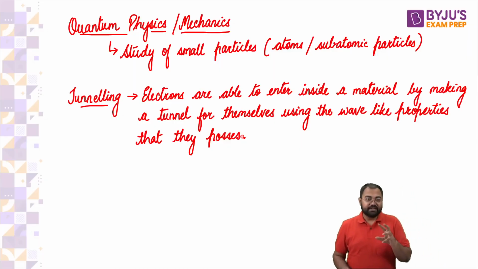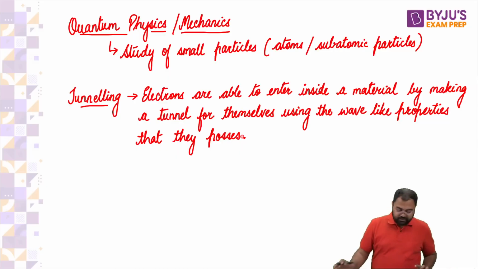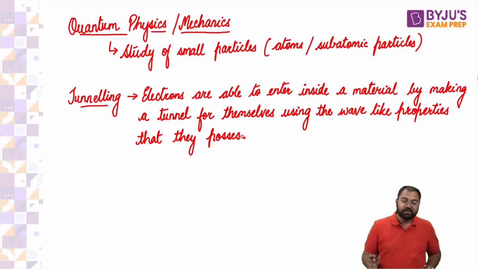Now, what it means is that electrons, or subatomic particles, show two types of properties: they can exist as a particle and they can also exist like a wave. So they can have wave-like nature and particle-like nature. Both are possible for them. That is where they make use of their wave-like properties, and with the help of that they are able to make a tunnel. If they were just particles, they would have just collided with the surface.